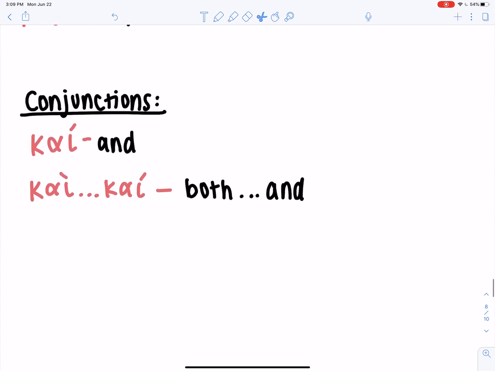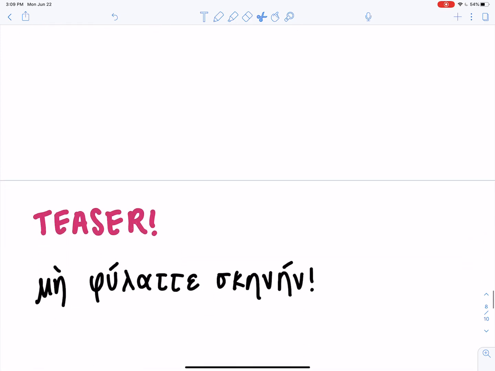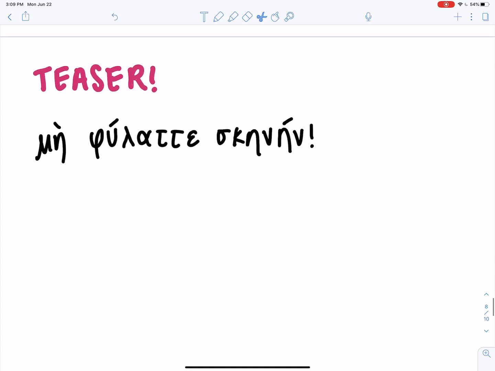Okay, and that's it for the actual lesson. Now onto our really brief teaser. Okay, so based on everything we've learned, what is the one word we don't recognize? This one, right? Because we just learned me, and then we learned phulatte, in this case phulatte, and then there's this mystery word. Well, I'll tell you now, this word is a noun.